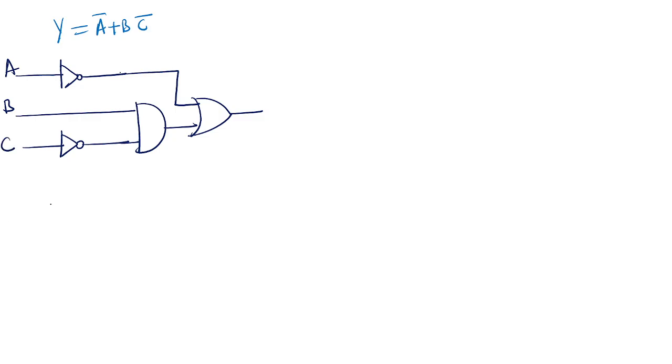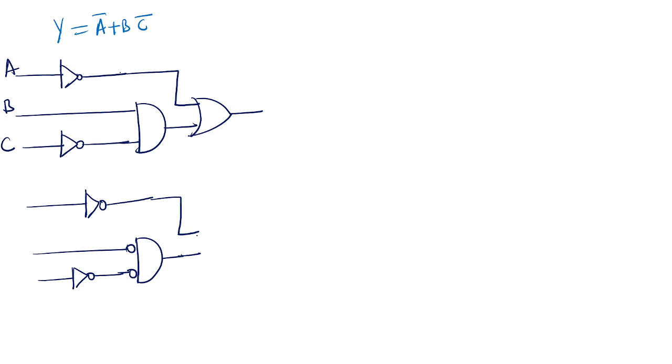Wherever the AND gates are there, you need to add the bubble at the input. And wherever the OR gates are there, you need to add the bubble at the output. Okay. And wherever you added the bubble, you need to add the inverter. So here you need to add the inverter, and here also you need to add the inverter. Again one more inverter, and bubbled.